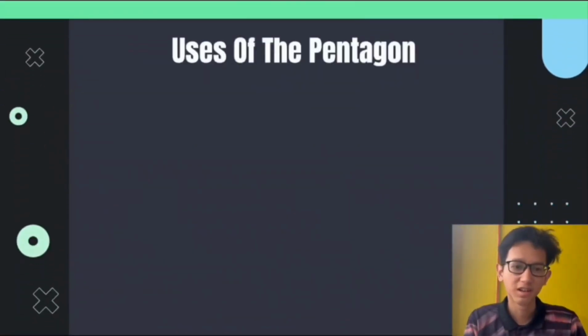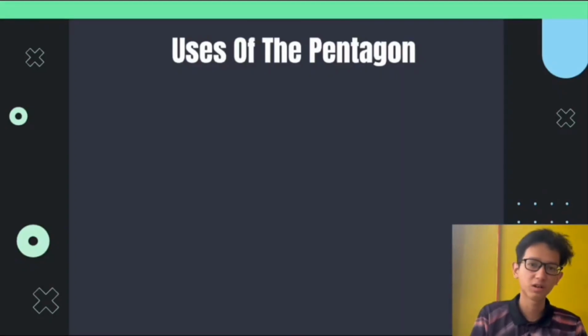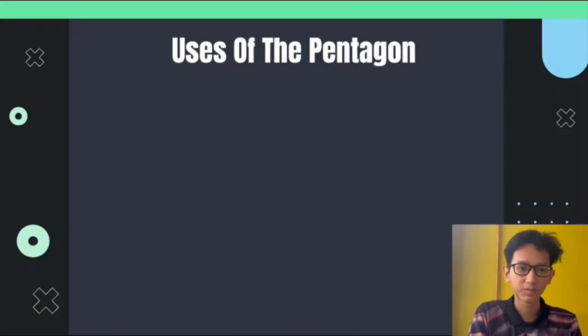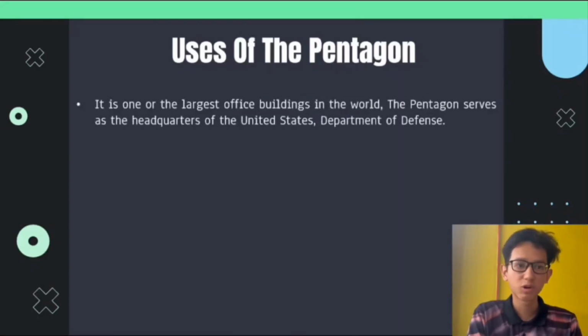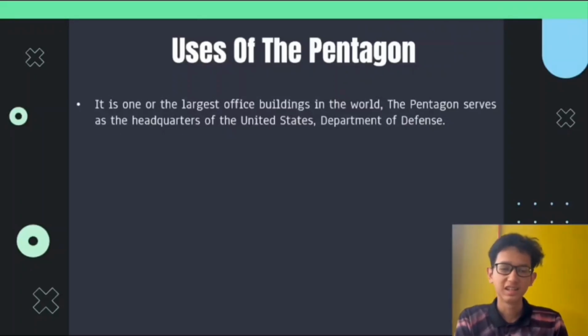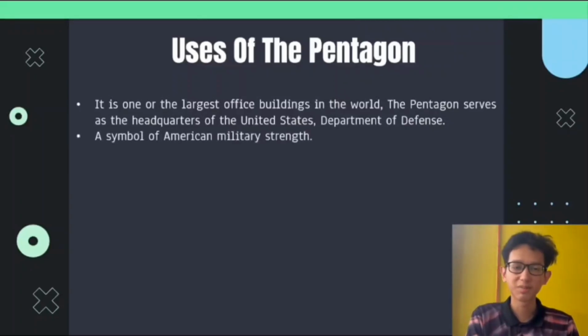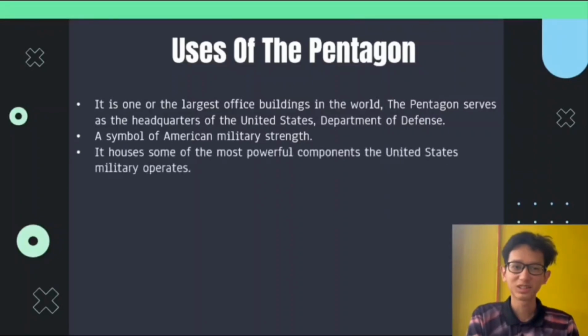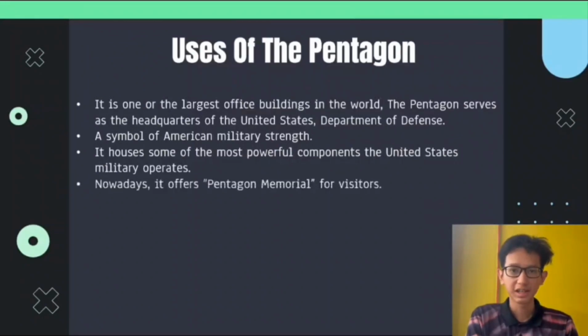Next, I will talk about the uses of the pentagon. First one is, it is one of the largest office buildings in the world. The pentagon serves as the headquarters of the United States Department of Defense. It is a symbol of American military strength. It houses some of the most powerful components the United States military operates. Nowadays, it offers a Pentagon Memorial for visitors.